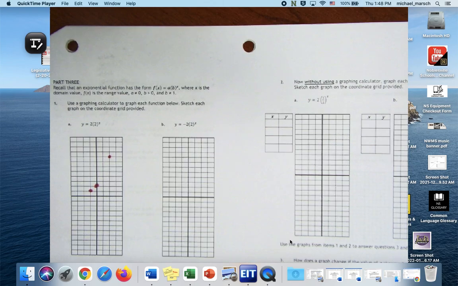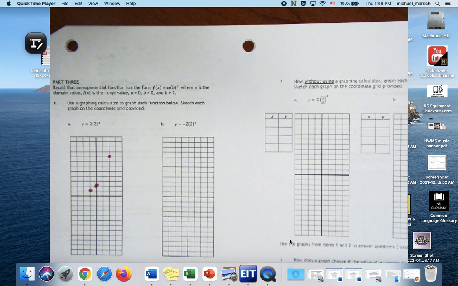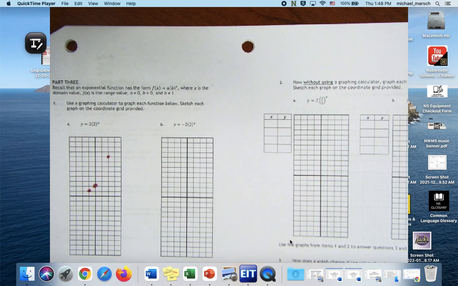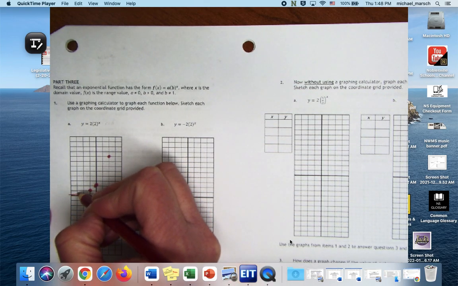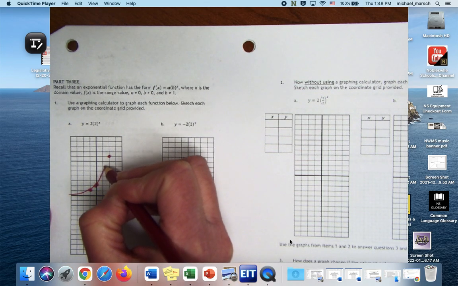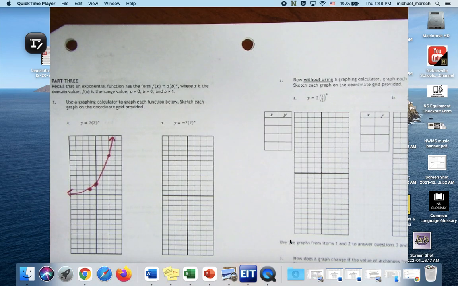And that's really all I can see. Unless I zoom out, I can see that maybe it goes through like probably 3, 16. But I can't show that on my graph. So I'm just going to draw as best I can connecting those points. I'm going to put my arrows because that's what's happening. It's going on and on forever and ever. Everybody with me?